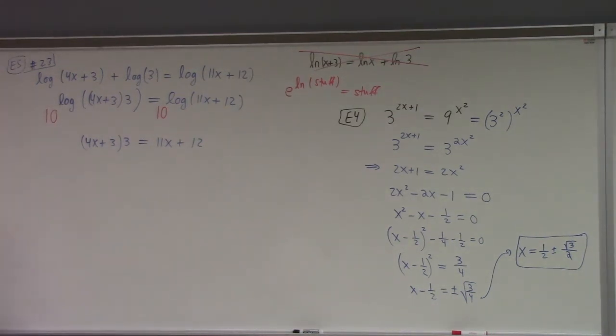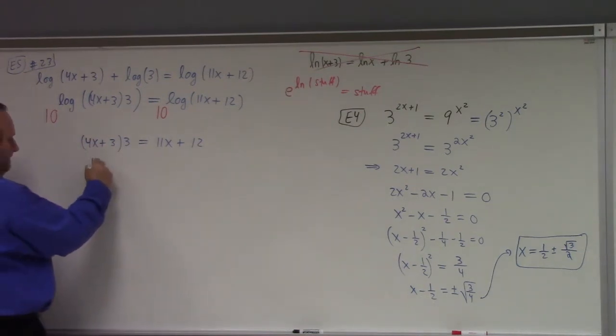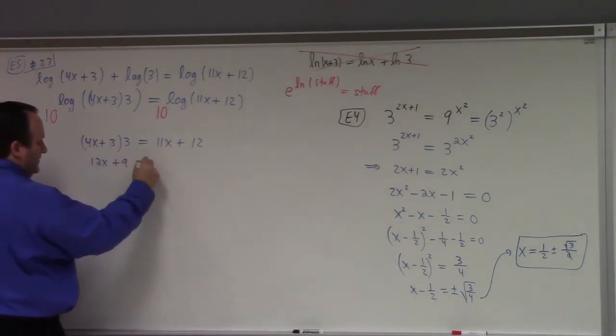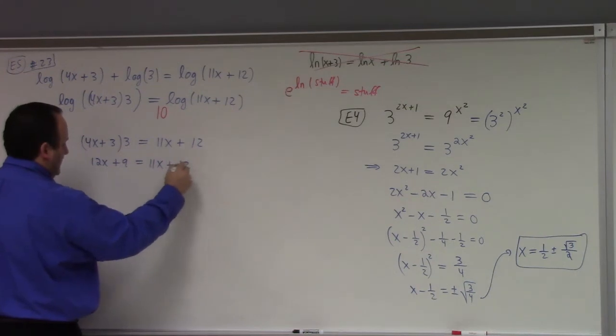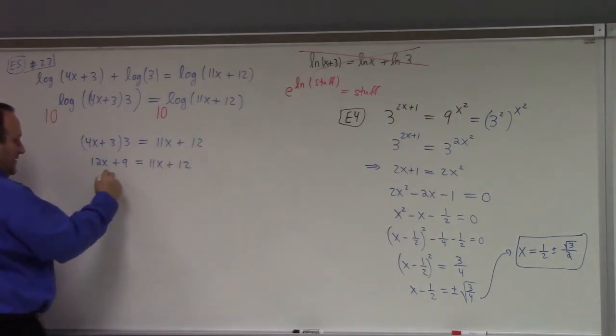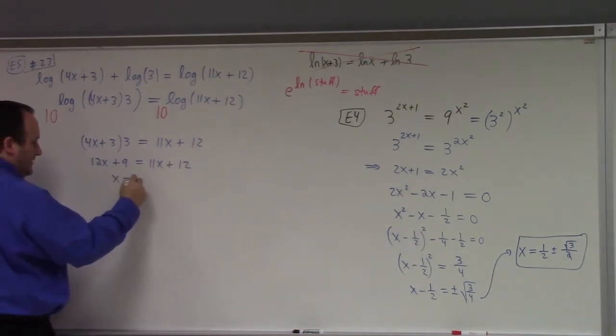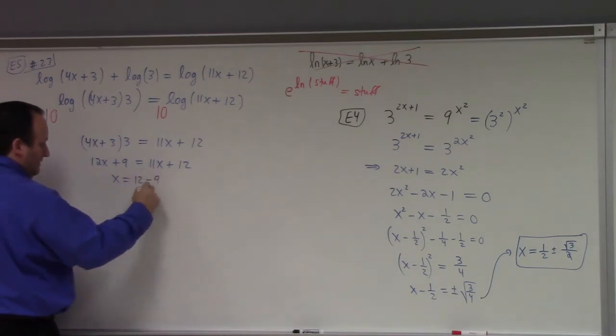Let's do that now. So we got what? 12x plus 9 equals 11x plus 12. Subtract 11x from the other side, we get x equals 12 minus 9, which is to say x equals 3.